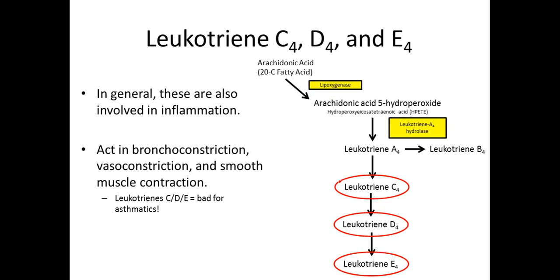Now we also have other options. So our Leukotriene A4 can create the B4, or it can create 3 other molecules. Now in general, again, all of these are going to be involved in inflammation. However, C4, D4, and E4 also can act as a bronchoconstricting agent, a vasoconstricting agent, and a smooth muscle contractant. So just remember, leukotrienes C4, D4, and E4 are all bad for asthmatics, because they'll bronchoconstrict. It'll close the airway. So if you have any sort of inflammation, that is going to be bad.